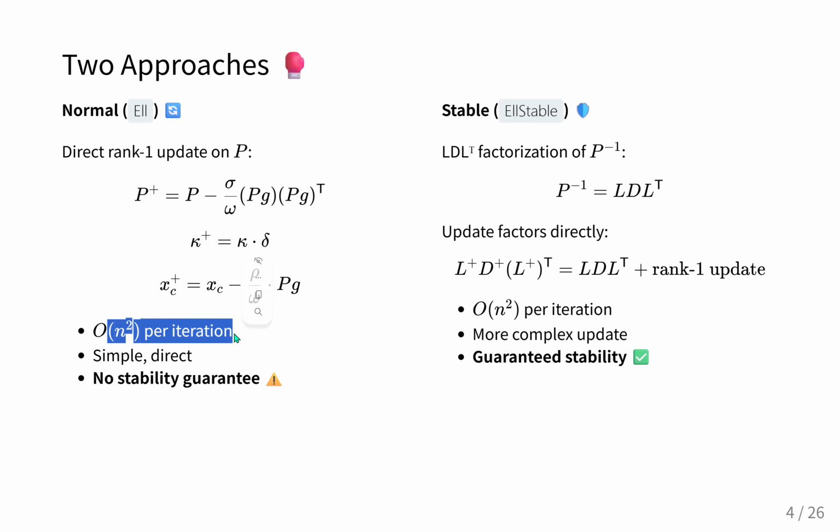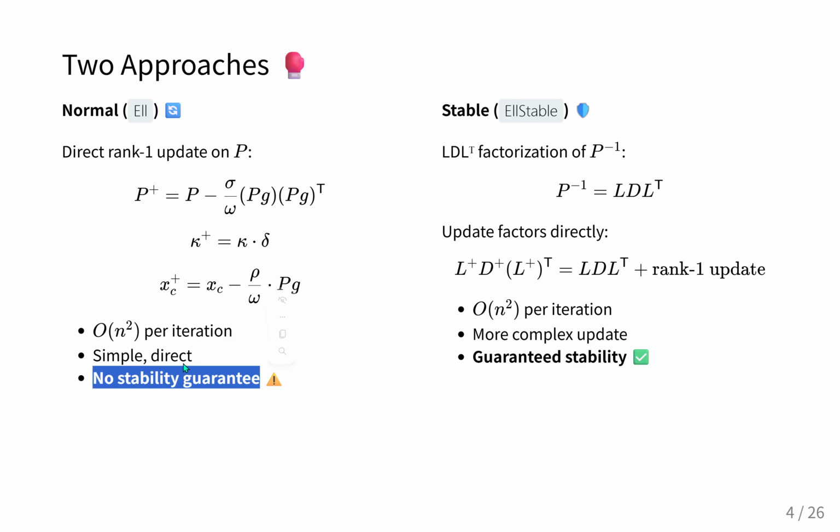Which is great. It's simple, it's direct. But it comes with a massive warning label. It has absolutely zero stability guarantee. None at all. If those rounding errors start to pile up, the normal approach doesn't care. It just blindly follows the bad math right off a cliff until the matrix collapses.